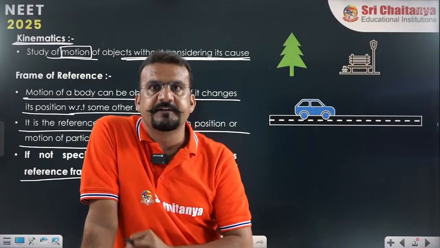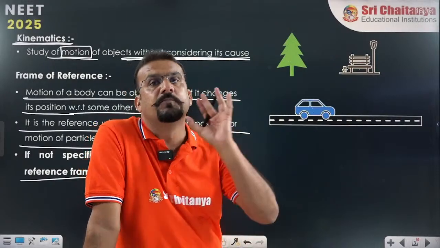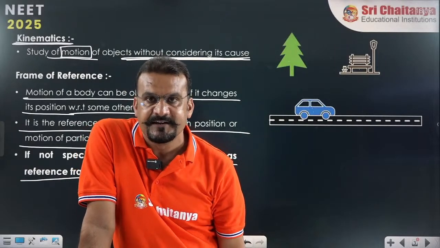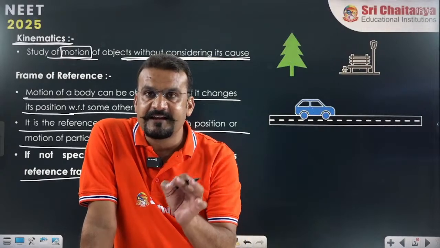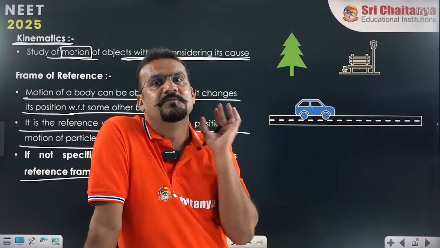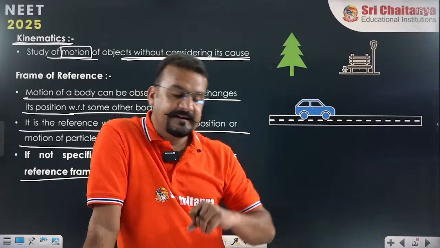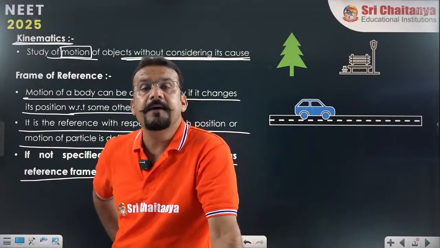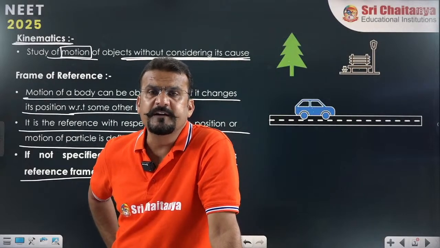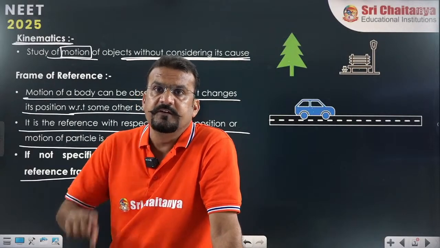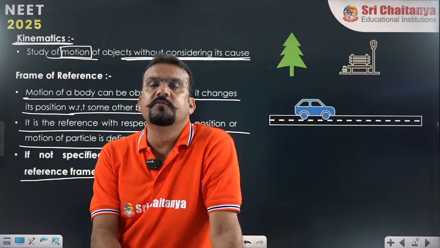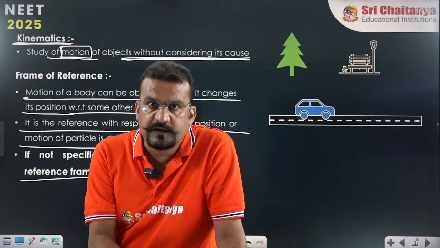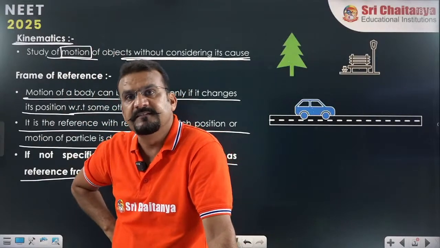And those quantities which depend on frame of reference are called relative quantities. That means rest and motion are relative terms, not absolute terms. Let us assume I am saying that right now it is 6 p.m. So this is an absolute term. No need to define the frame. It will be 6 p.m. whether I am in a moving train, whether I am on the ground, whether I am in an aeroplane.